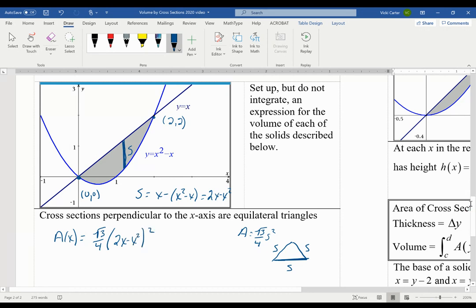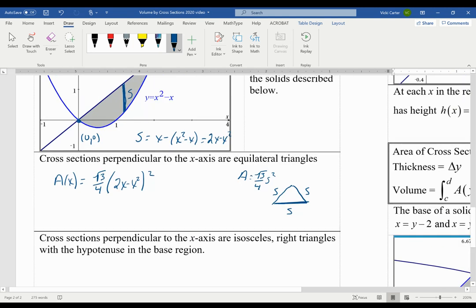Easy peasy. All we've got to do now to get our volume is to integrate from 0 to 2 of square root of 3 over 4 times 2x minus x squared squared dx. Yes, the square root of 3 over 4 could be outside the integral because a constant multiple can freely move across the integral sign in multiplication.